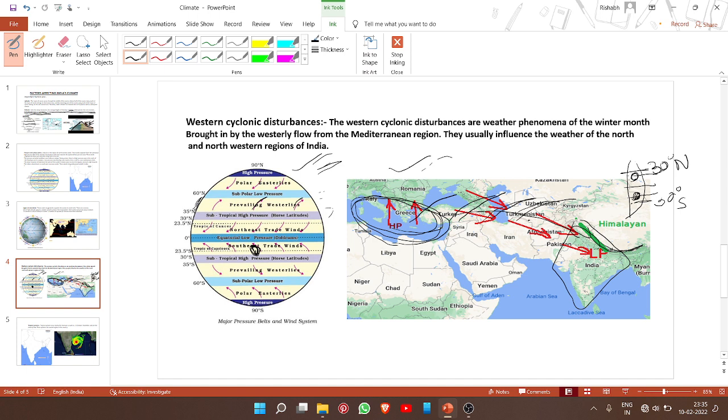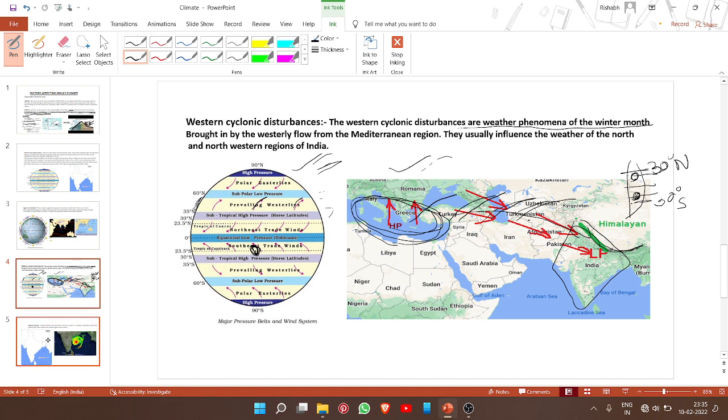So note down the note. Western cyclonic disturbances are weather phenomena of the winter months brought in by the westerly flow from the Mediterranean Sea. I think it's clear to you. They usually influence the weather of the north and northwestern region of India. I think this point is also very much clear to you.